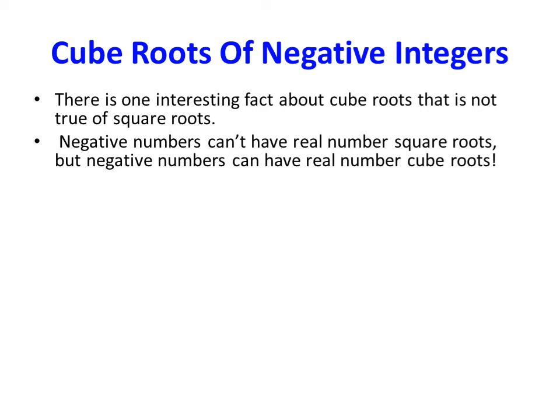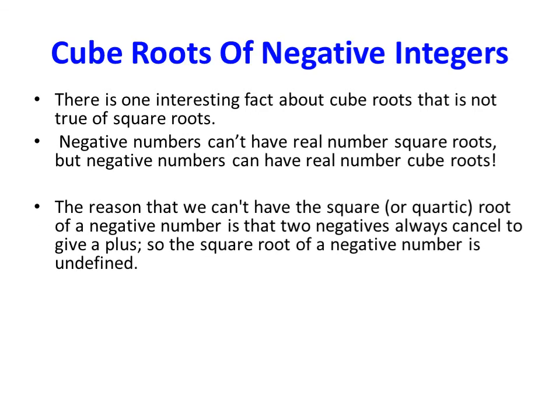Now, what is the reason that negative numbers can't have real number square roots? The reason that we can't have the square root of a negative number is that two negatives always cancel to give a plus. It means when minus is multiplied with minus, you will always get a plus sign. So the square root of a negative number is undefined.